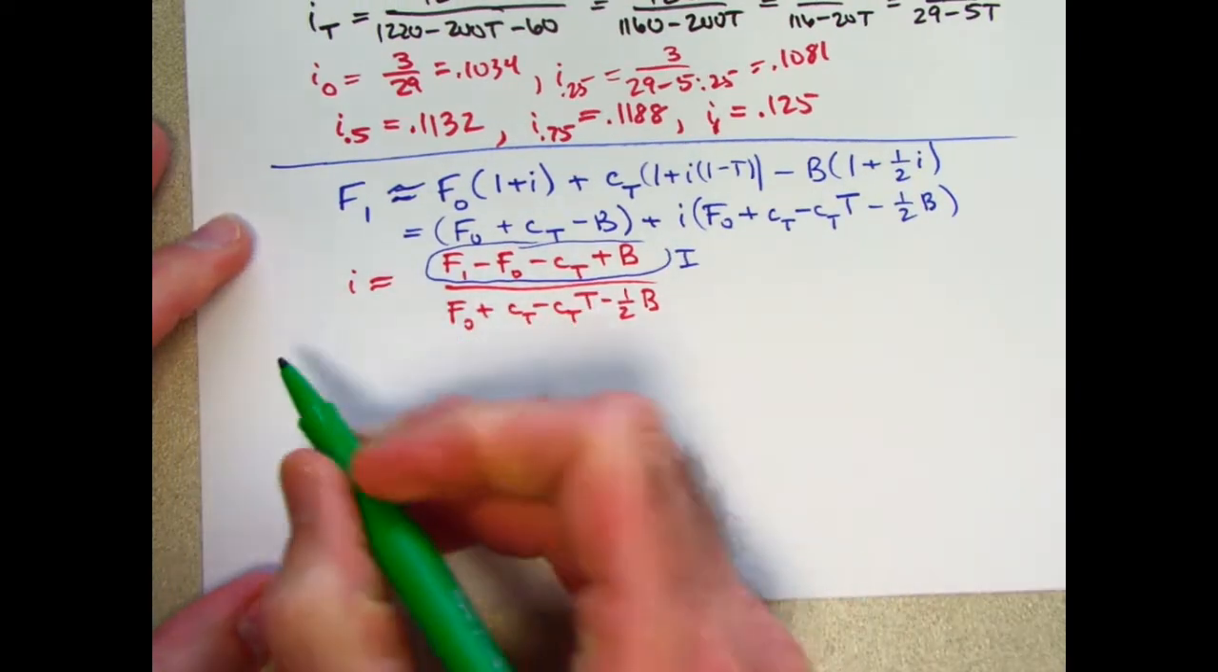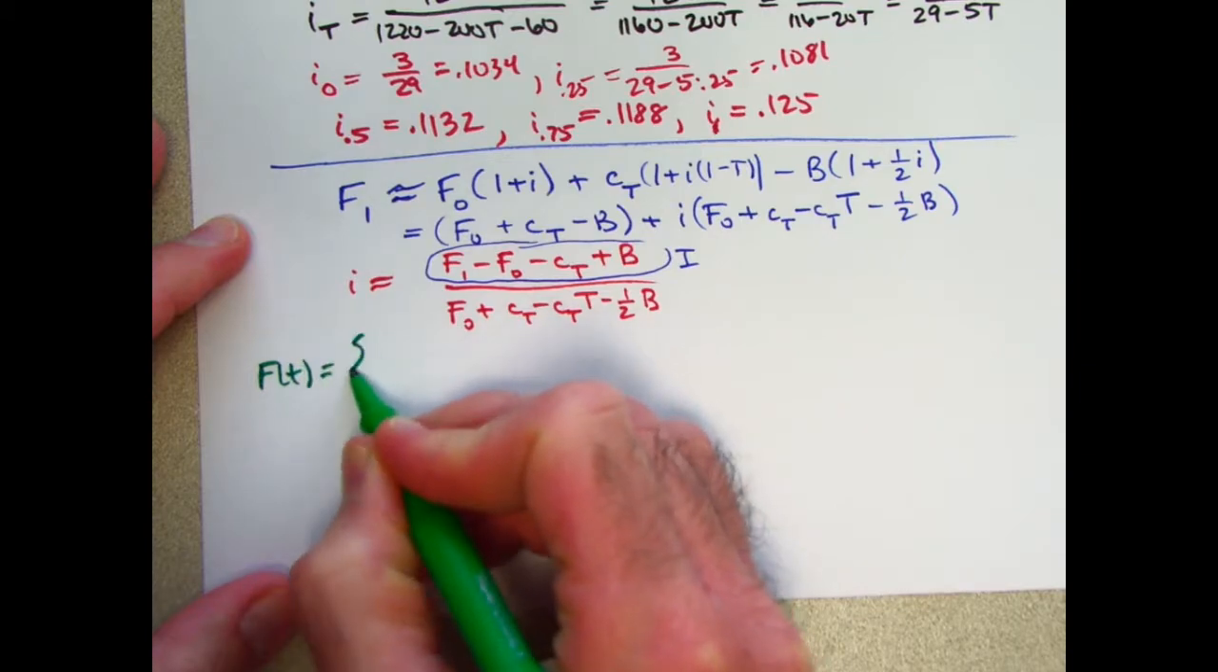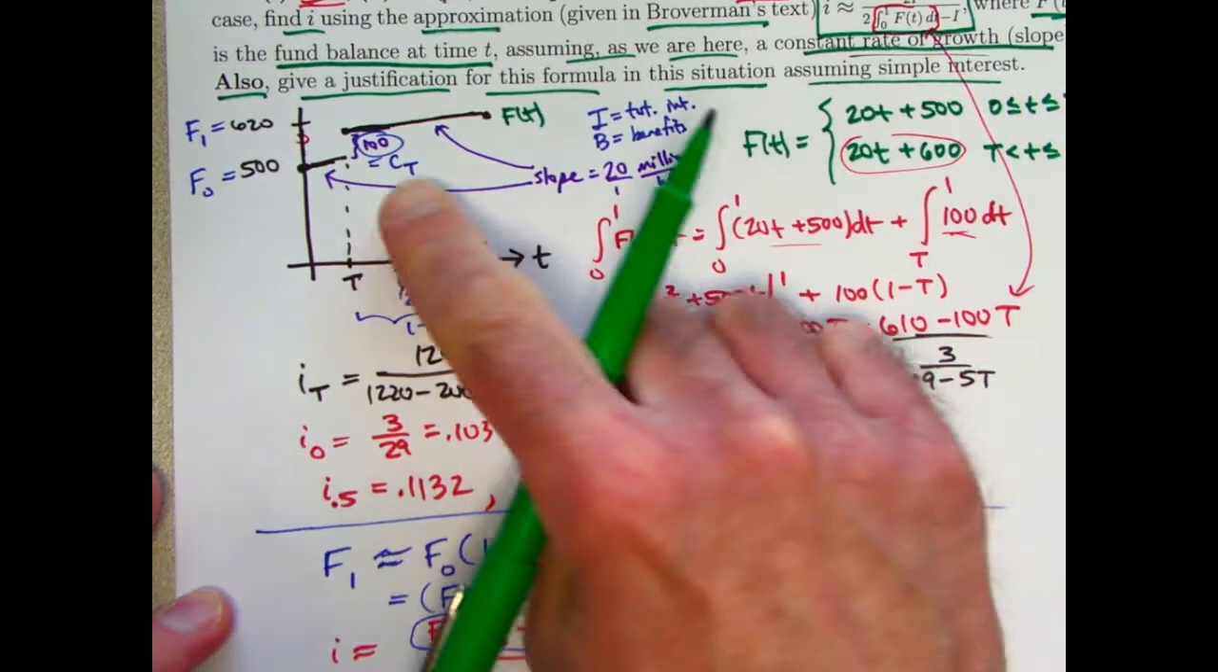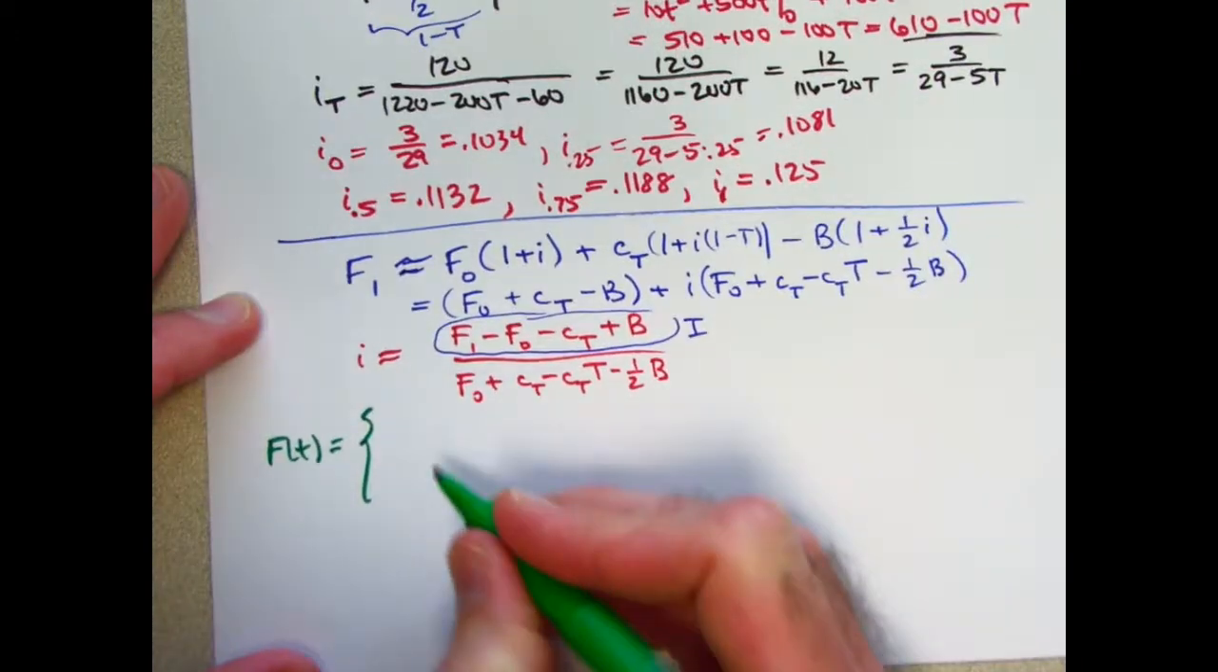So what's the general formula for capital F of t as a piecewise formula? Essentially, I'm going to generalize what I did up here. The slope is going to be constant.